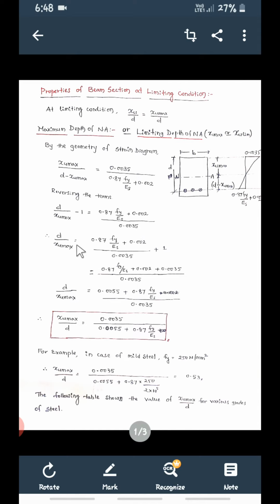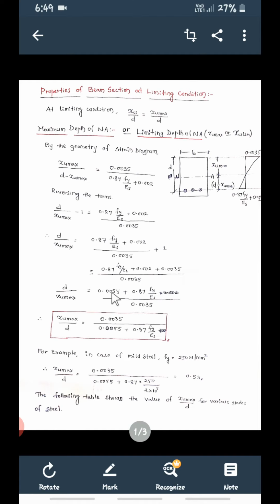Therefore d by xu max is equal to 0.87 Fy upon Es plus 0.002 divided by 0.0035, and this term comes here as plus 1. If we take the LCM, it will be 0.0035. So here it is the same thing, plus 0.0035. Therefore d divided by xu max is equal to 0.87 Fy upon Es plus 0.002 plus 0.0035.